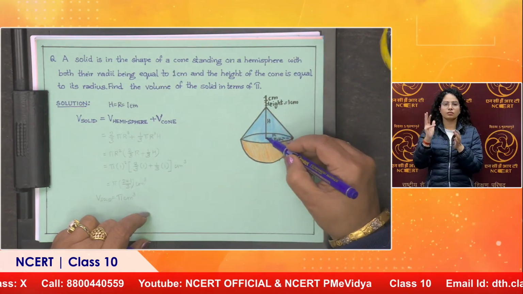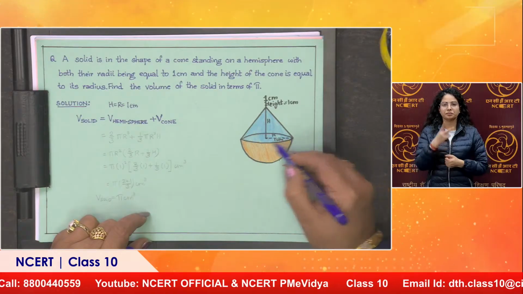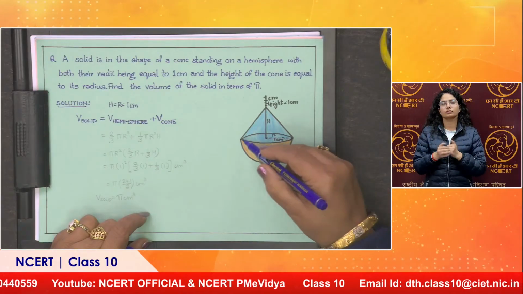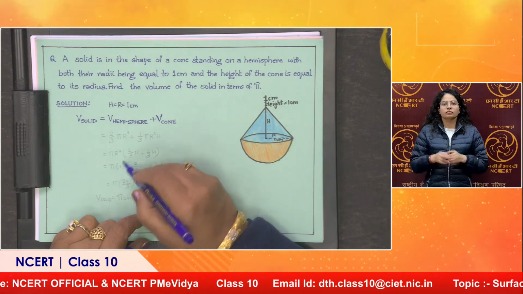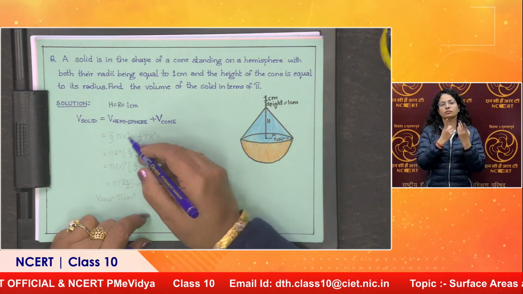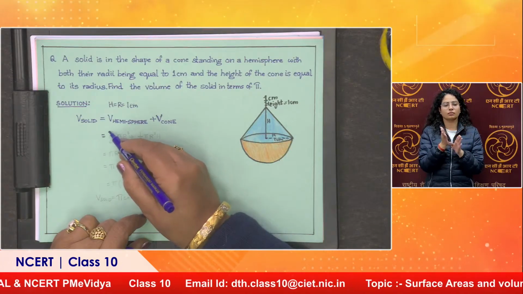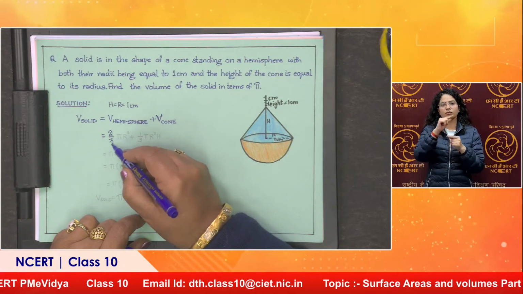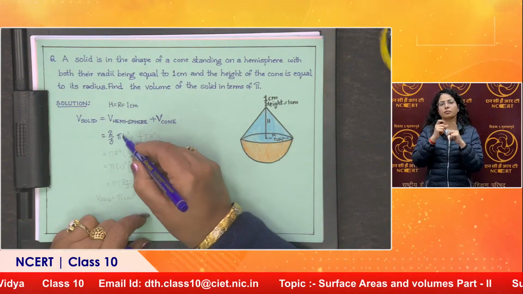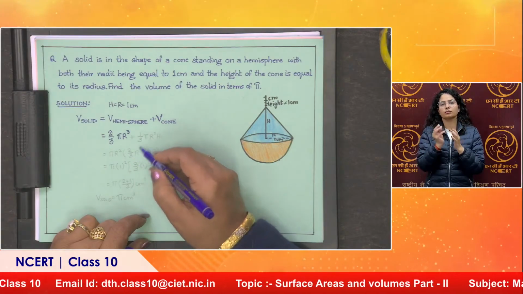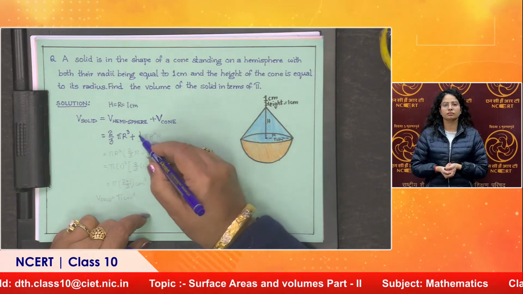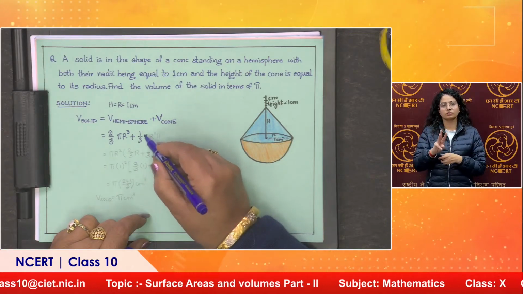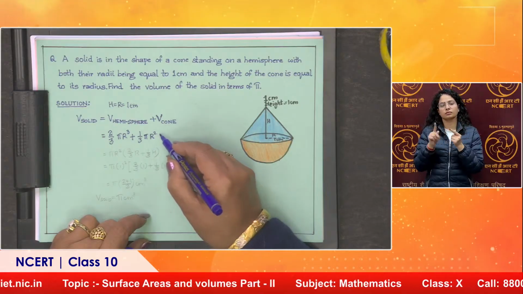This is 1 centimeter, this is also 1 centimeter, Renuji, and this is a hemisphere and this is a cone. Okay. So, what is the formula for calculating the volume of a hemisphere? As children have learnt it, it is 2 upon 3 pi r cube. Okay. And what is the formula for calculating the volume of a cone? It is 1 upon 3 pi r square h.